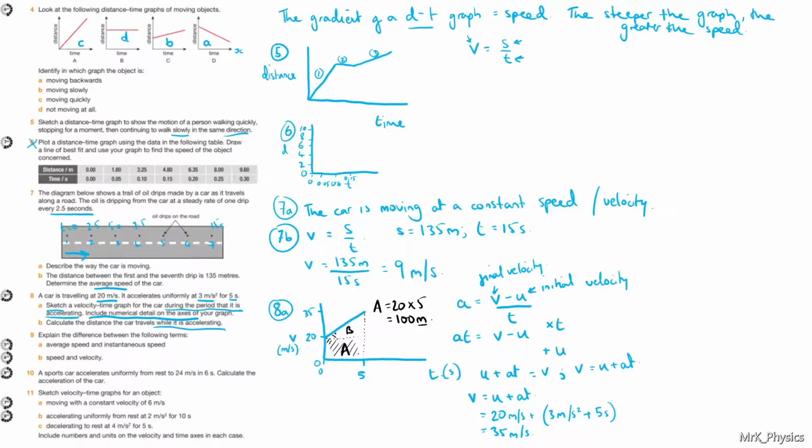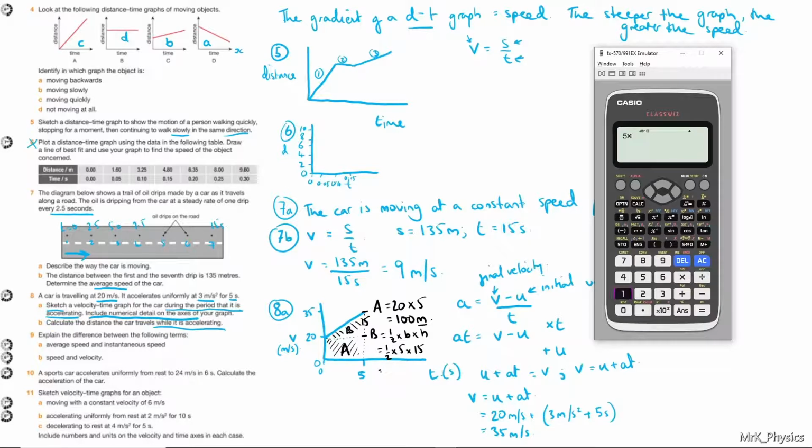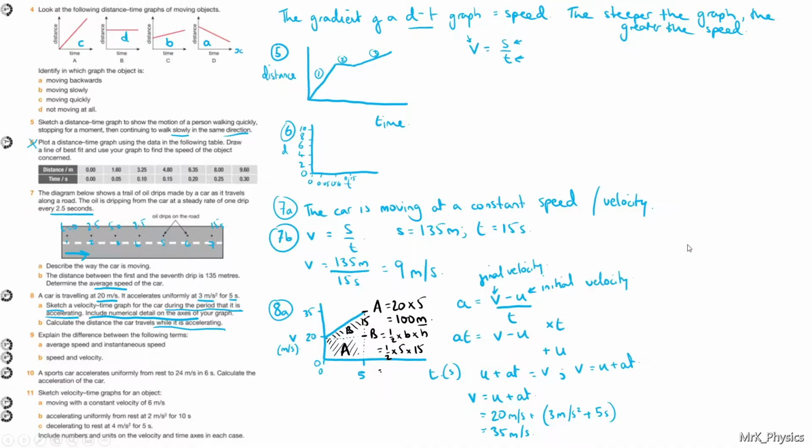This I'm going to call B, shaded in a different colour. And B makes a triangle. The height of this triangle from there to there is actually 15. It's 35 minus 20. The base of it is 5. So we do half times base times height. In this case, that's half times 5 times 15. So 5 times 15, divided by 2. I could do it times by half, it doesn't matter. And you get an answer of 37.5 meters.